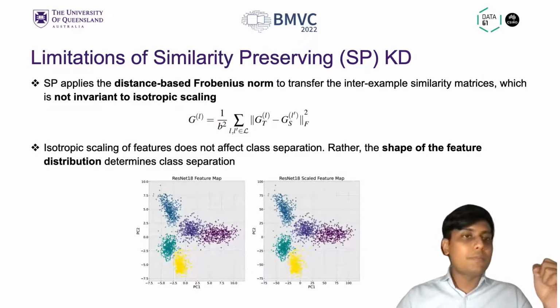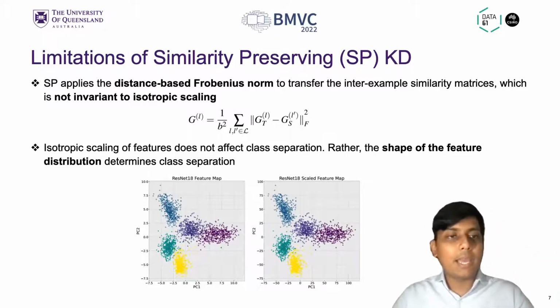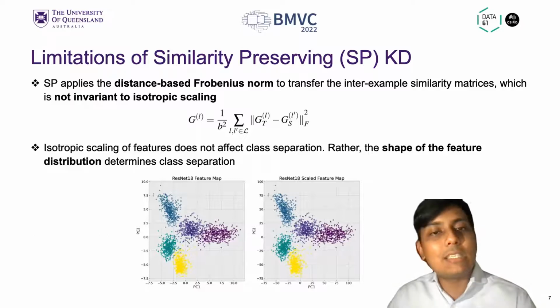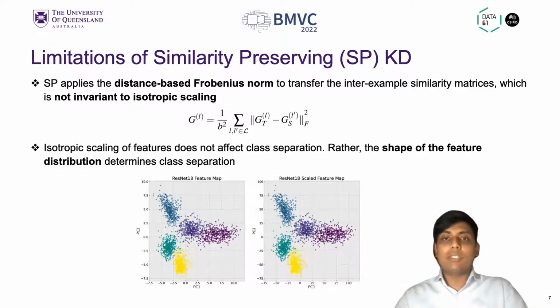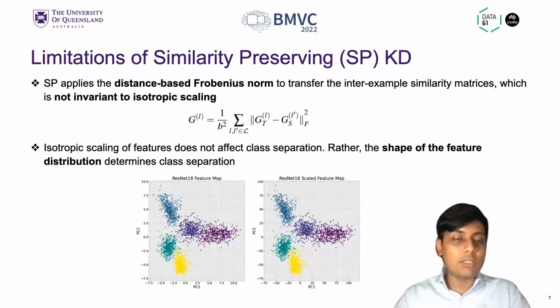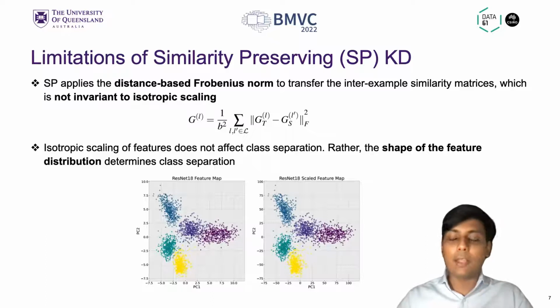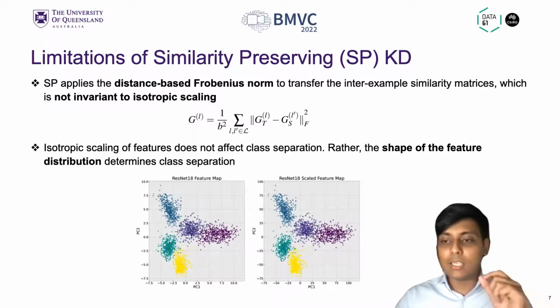The one problem though with SPKD has been that it uses the distance-based Frobenius norm to actually perform the distillation of the interexample similarity matrices, which turns out is not invariant to isotropic scaling. And the reason this is important is because isotropic scaling doesn't actually affect class separation.